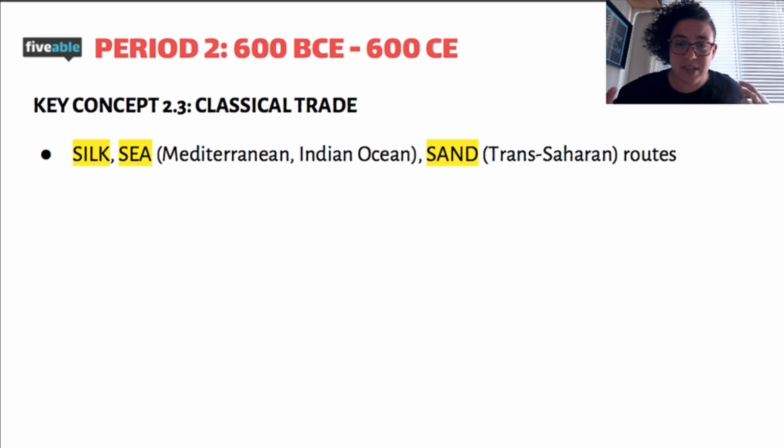And then finally, you have sand roads. This is like the desert trade that's happening across the Saharan desert. And this begins in the classical era as well. So if you can remember silk, sea, and sand, you're in a good spot.